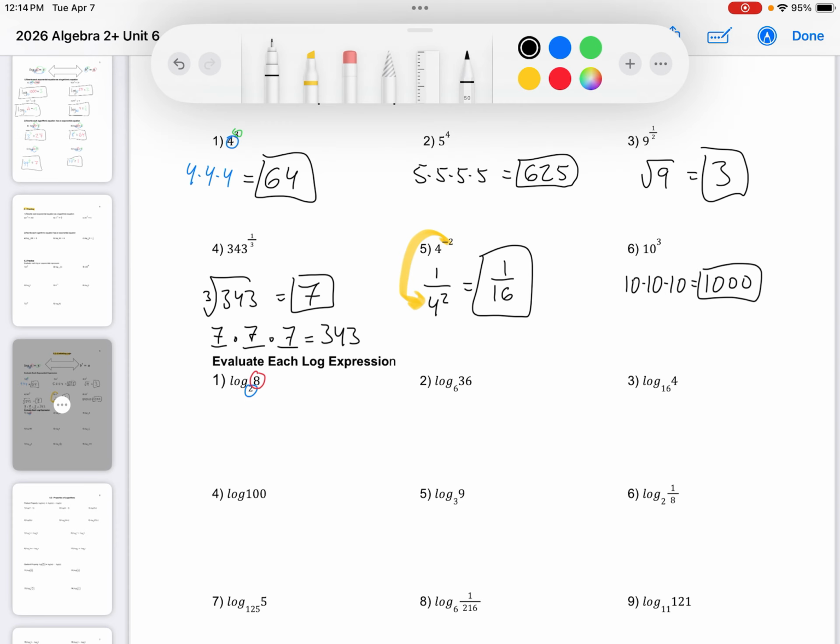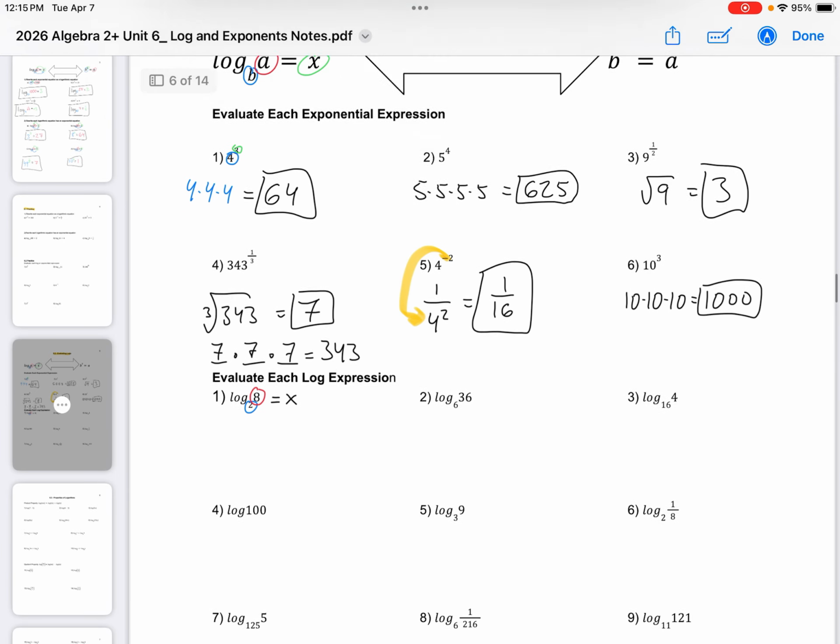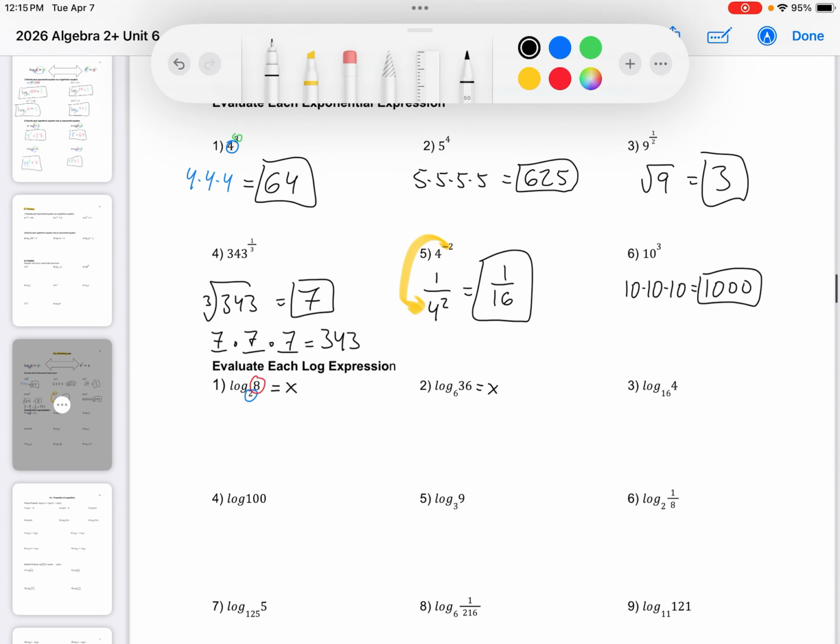So if we have log base 2 of 8, we want to know what it equals. We'll say that it equals x, just like we would have here in our equation. So for all of these, we could say that they equal x. We're trying to evaluate to find out what they equal. So then we use our circular relationship. We say that it's 2 to the power of x should equal the thing that we are taking the logarithm of, which in this case is 8.